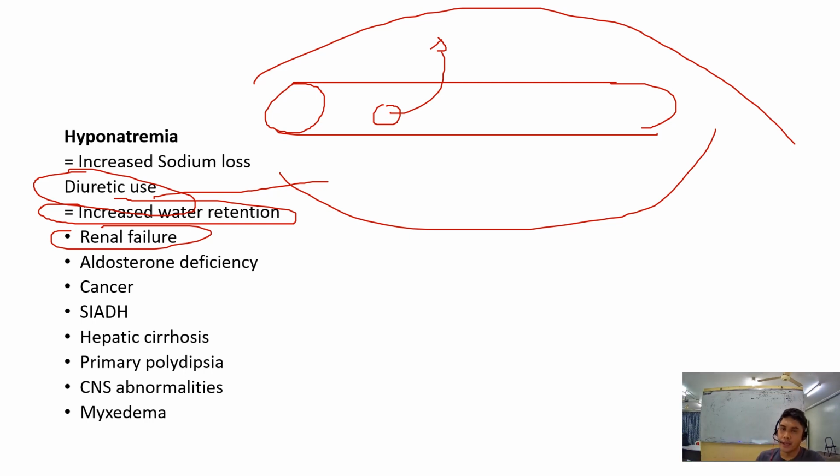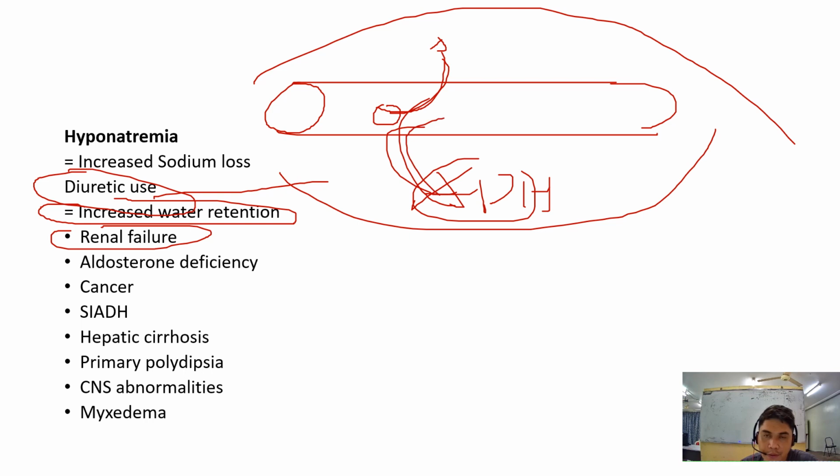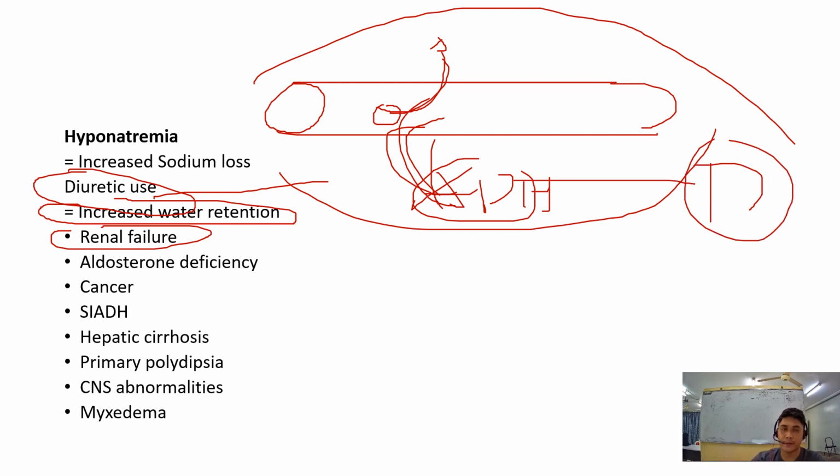Now, to compensate for that transfer of fluid from intra to extra, your body will produce more ADH, to increase the amount of fluid in the intravascular space. And that would result in dilution of sodium. So that's for renal failure. Same explanation with hepatic cirrhosis.